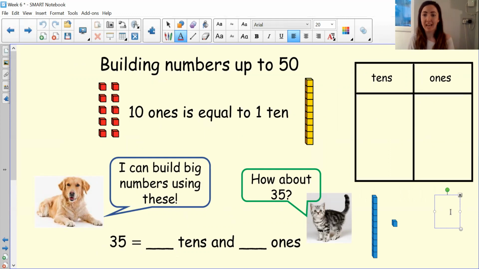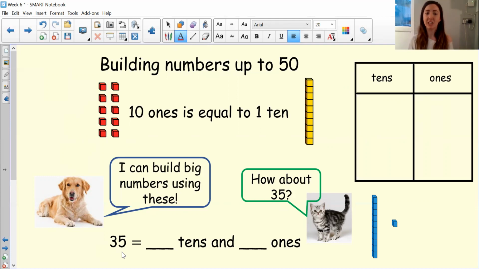Okay, now it's time to have a go at building these numbers. So we know, again, 10 ones is equal to 1 ten. And Stevie's saying, I can build big numbers using these Deans. And Hector says, how about, what number is this? Remember, if you're not sure, use your 100 square to find it. Count along to work out what it is. It's 35.